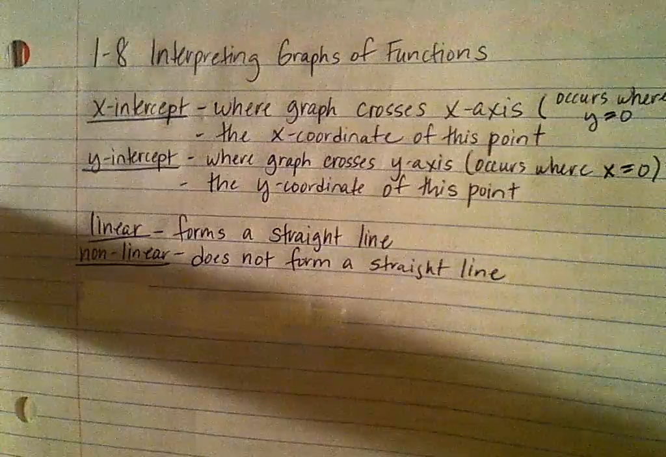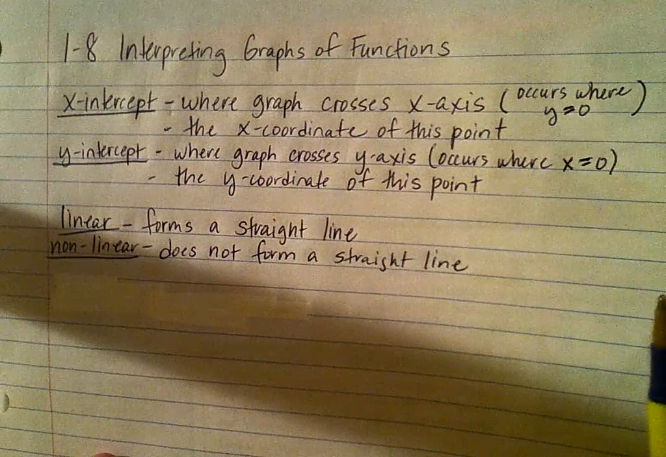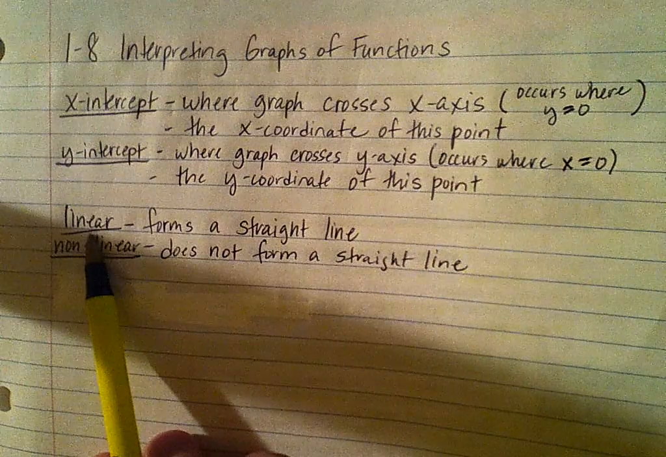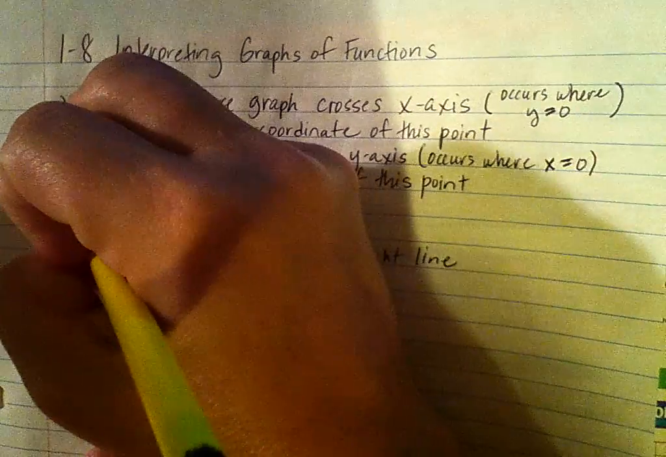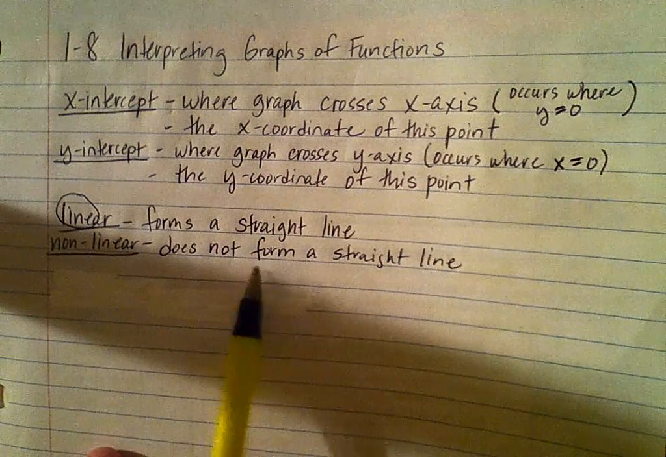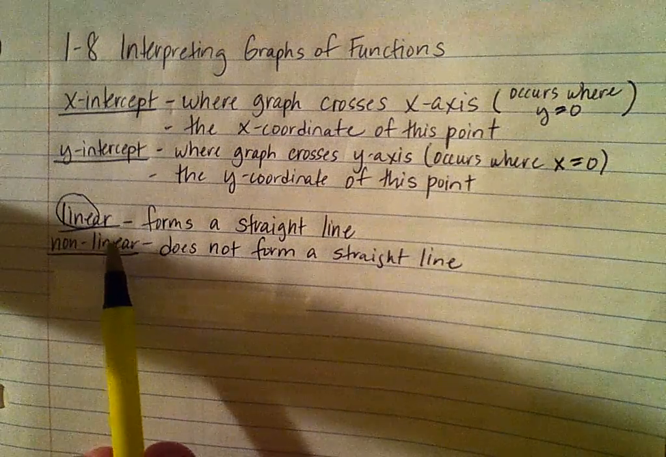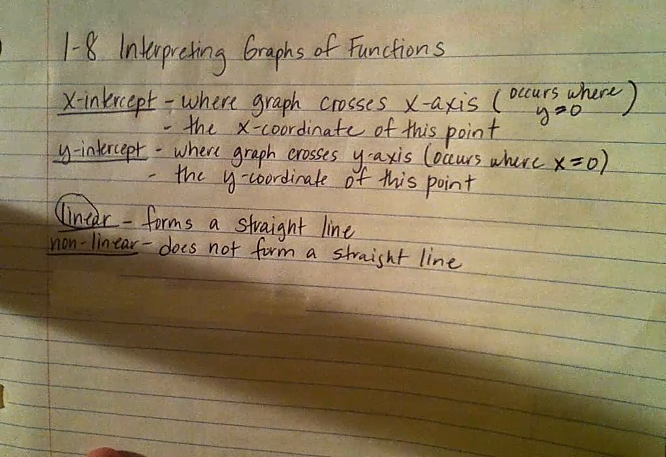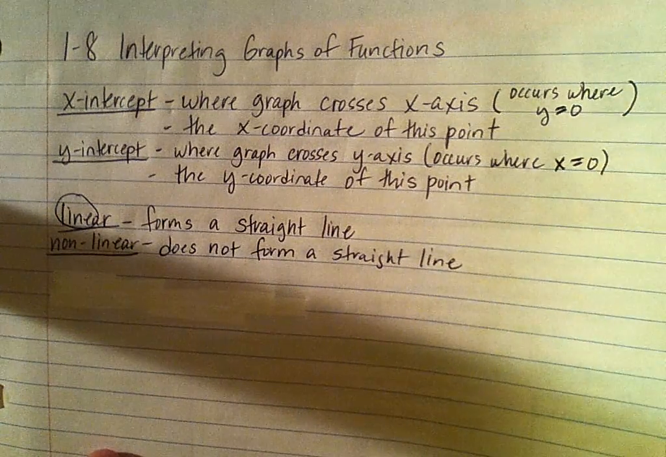And your notes should look like mine, so go ahead and write all this down, including the definitions of these two. Linear, just like it sounds, the root word here is line. In math, when we say line, we mean a straight line. Okay, so a linear graph forms a straight line. Nonlinear does not form a straight line. Continue your video when you're ready here.